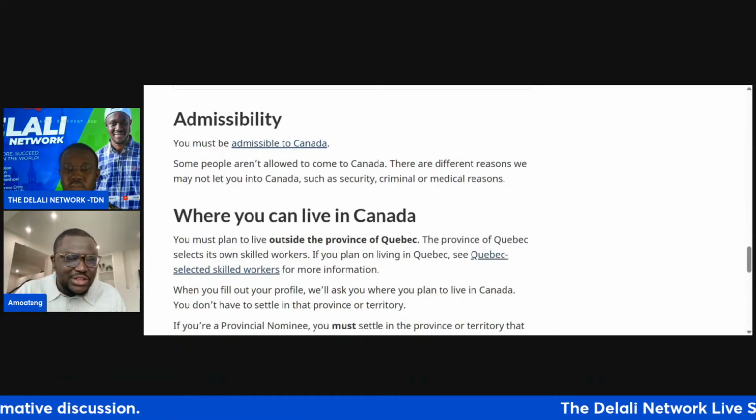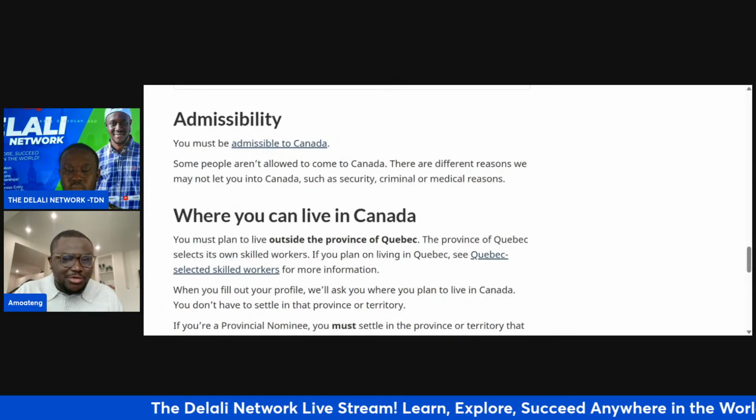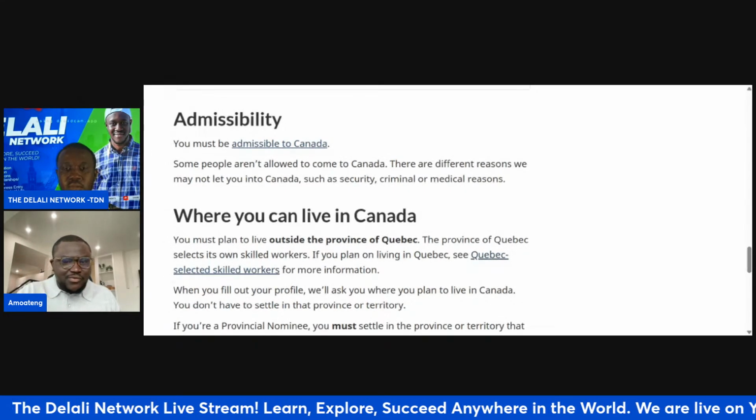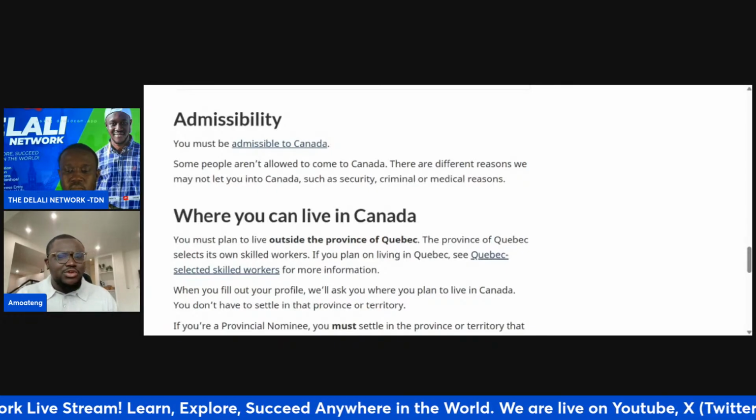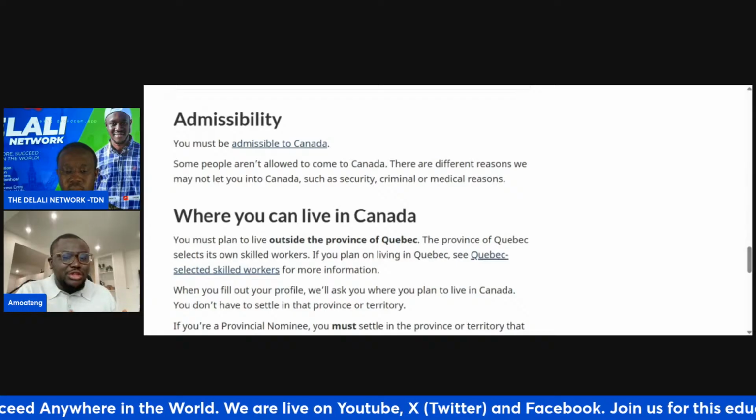So that's why they've written that some people are not allowed to enter Canada. There are different reasons that we may not let you into Canada, such as security, criminal, or medical reasons, right? So if any of those things happen to you, you may not be able to enter Canada. So the word is "may" not be able.